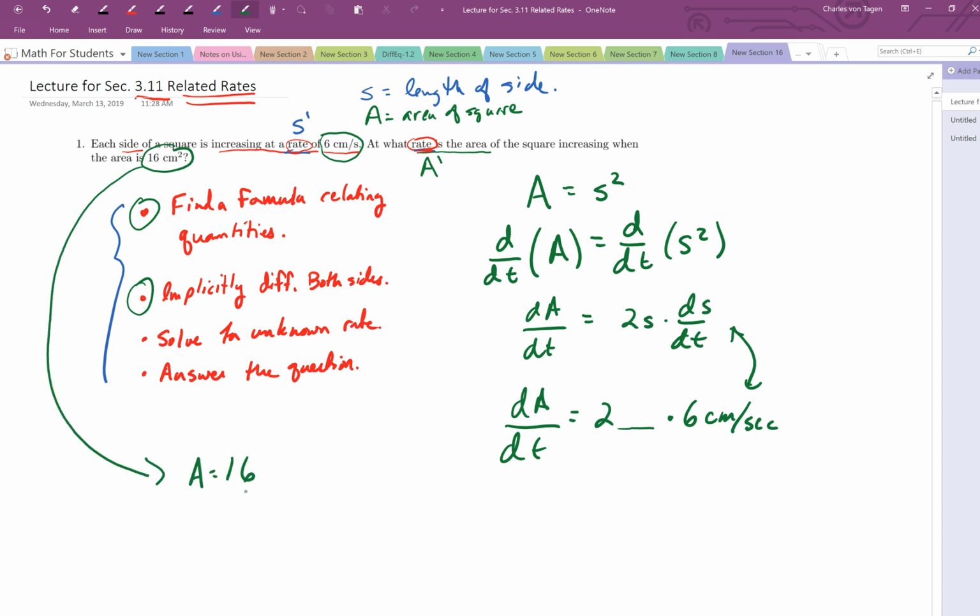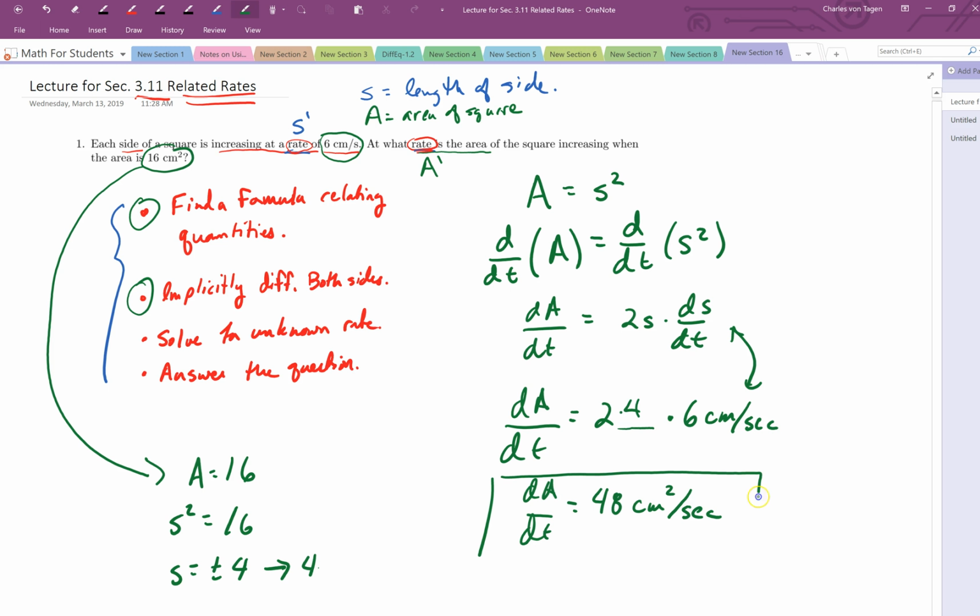So if the area of the square equals 16, then s squared equals 16, or s is equal to plus or minus 4, but we just take 4 for the length, because the length of the side has to be a real value. So that's what we'll plug in for our side. Okay. So we have that this is 4, and so we get that dA dt is equal to 2 times 4 times 6, or 48. Well, this is a change in area. Area is measured in centimeters squared per unit time, per second. So this is how quickly the area of this square is changing at this moment in time.